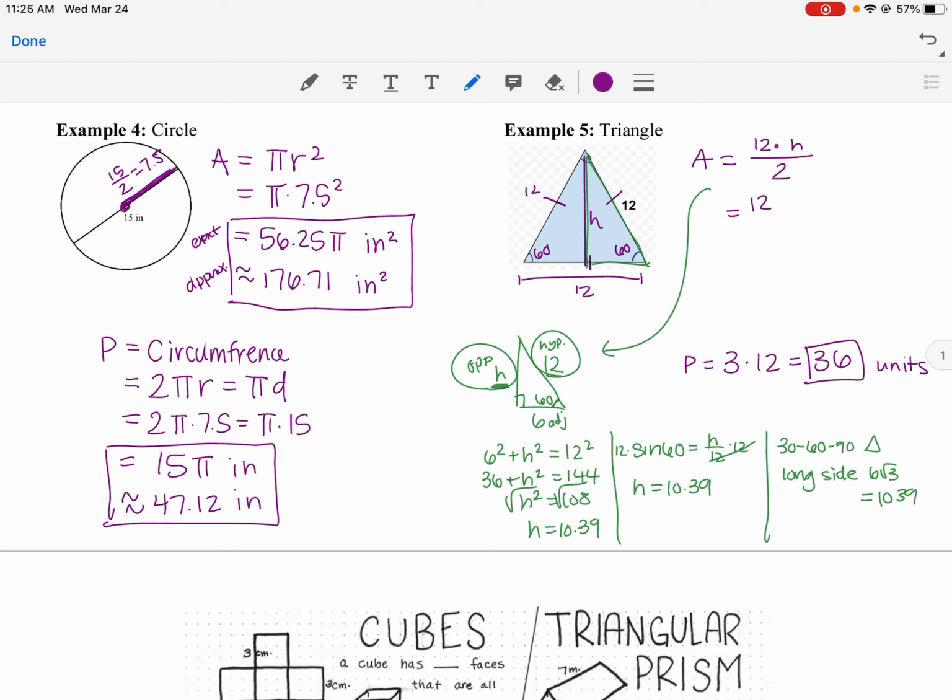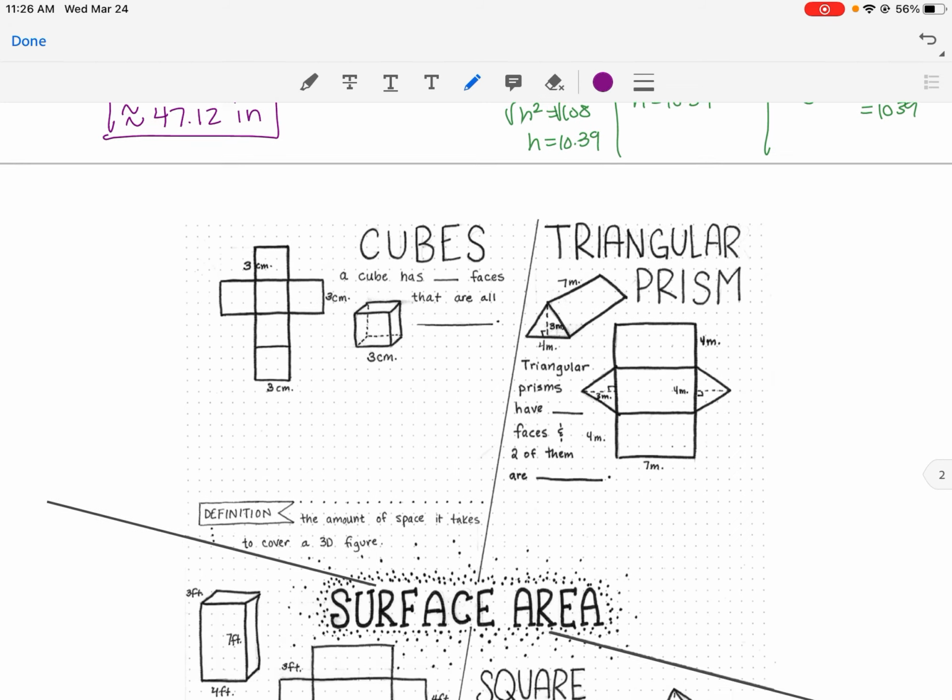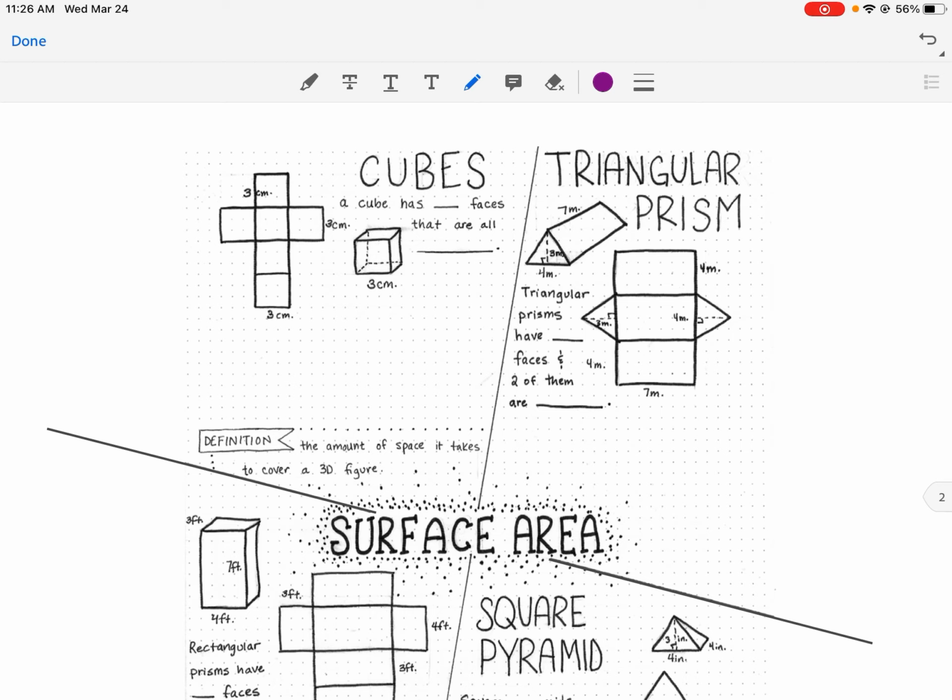So we're going to do 12 times 10.39 divided by 2. We end up with an answer of either 62.34 or 62.35, depending on how you estimated and when you rounded, so units squared. Just be aware, yes, those answers differ slightly, but in essence, they're similar enough. Okay, so now let's get to the fun part, which is surface area.